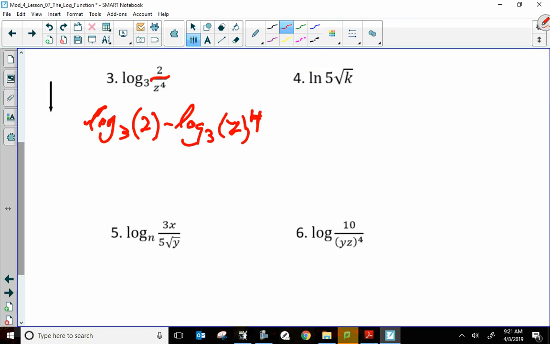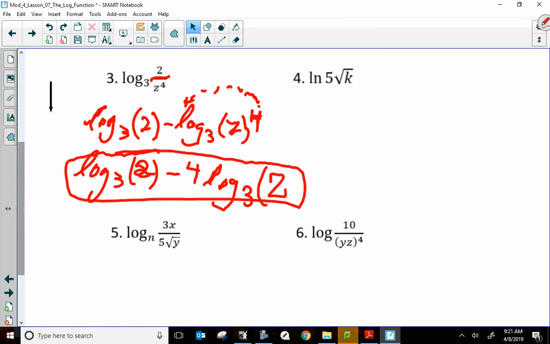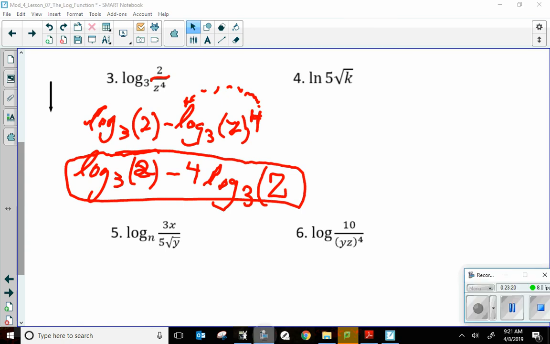So this stays the same, log base 3 of 2 minus, the exponent comes down, 4 times the log base 3 of z. Man, my 2's and z's look the same, my 3, base 3 of z, and this is the number 2. How many times can I say wow? Wow, this board sucks.